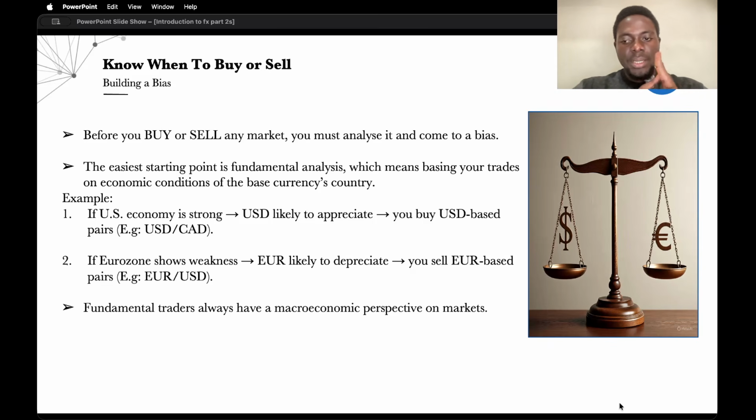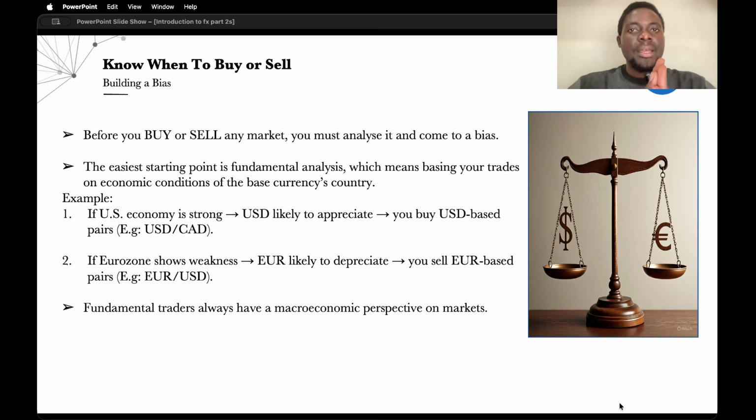So these two things now: I've seen the events that are going to happen in the US, and I've built a bias around it. Then I'll go into my charts. I'll take the data. I'll look at, okay, these are the major price points that the US dollar reached before it showed a certain type of reaction. I'll put that into consideration too. So these are the things you would need when you are building a bias.